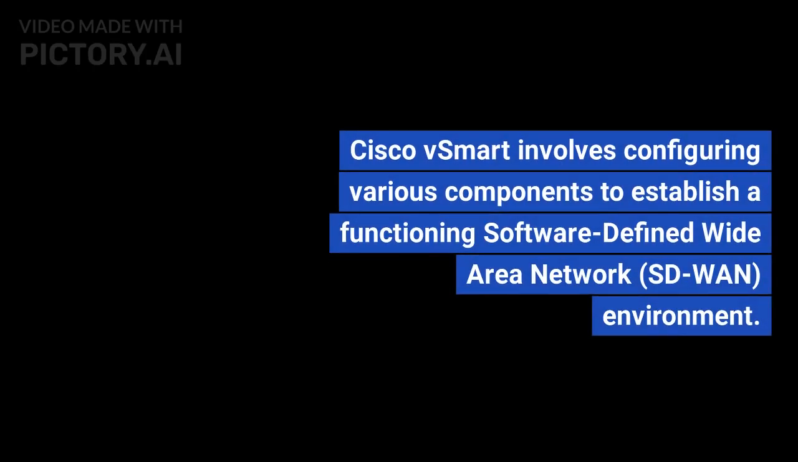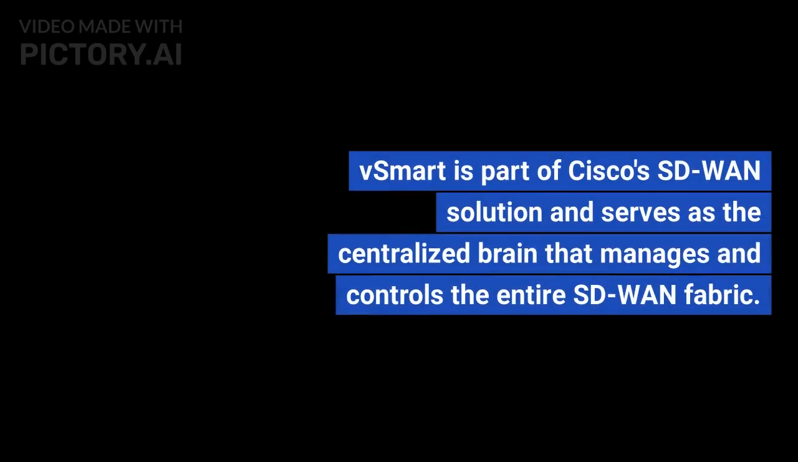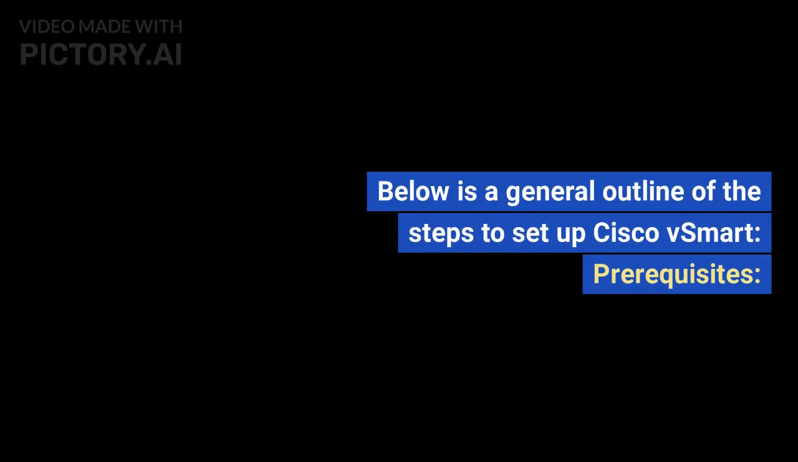Cisco vSmart involves configuring various components to establish a functioning software-defined wide area network (SD-WAN) environment. vSmart is part of Cisco's SD-WAN solution and serves as the centralized brain that manages and controls the entire SD-WAN fabric. Below is a general outline of the steps to set up Cisco vSmart.